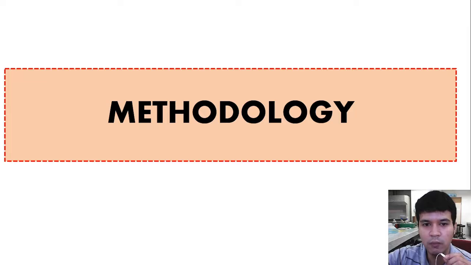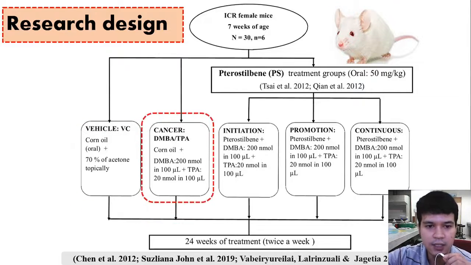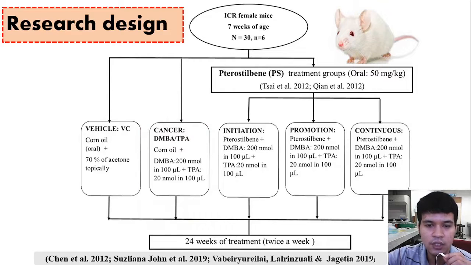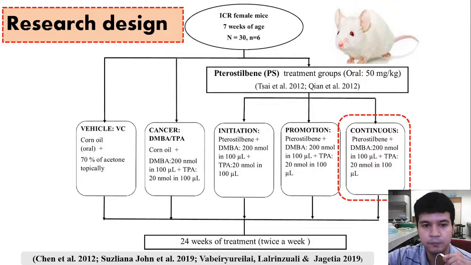So next I move on to the methodology. A total of 30 ICR female mice were randomly divided into 5 groups. The first group is the vehicle control group, and the second group is the cancer control group, and there are 3 pterostilbene treatment groups with the initiation, promotion and continuous.